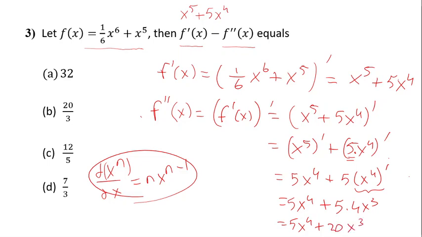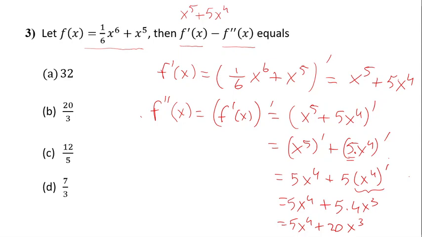Okay, we have now what? We have now f double prime of x equal to 5x to the fourth minus 20x cubed.